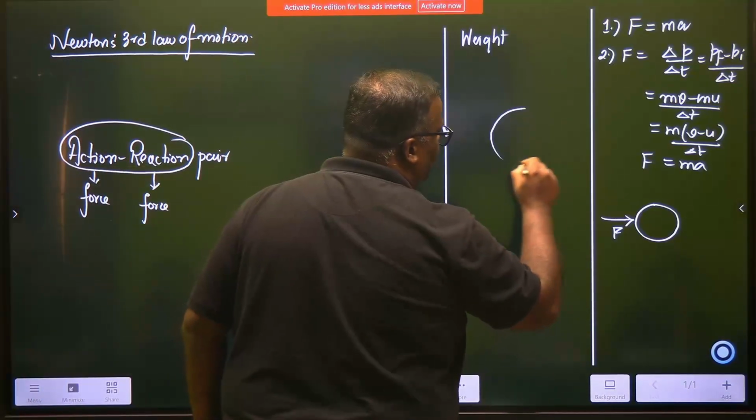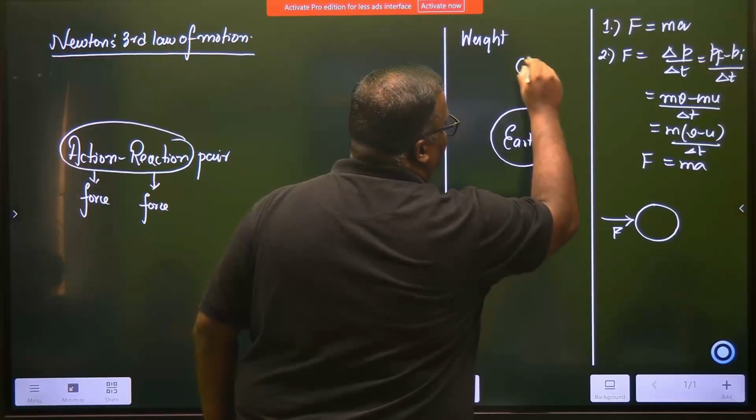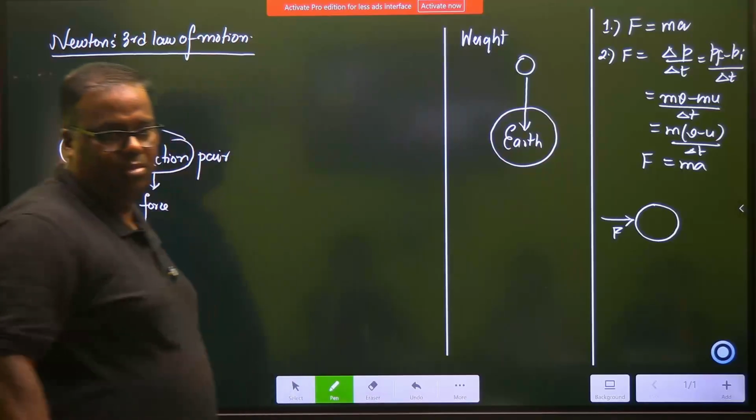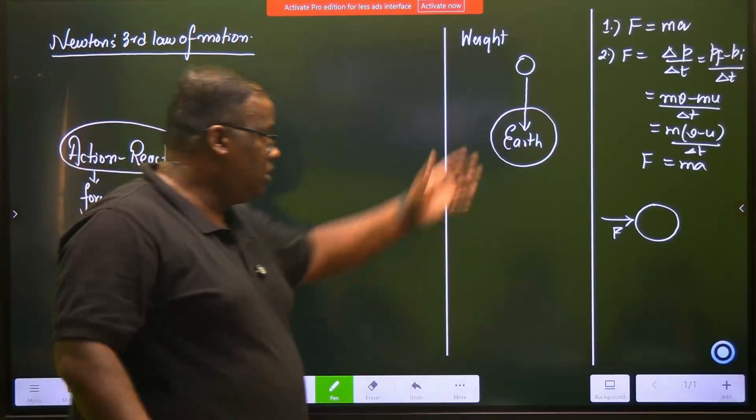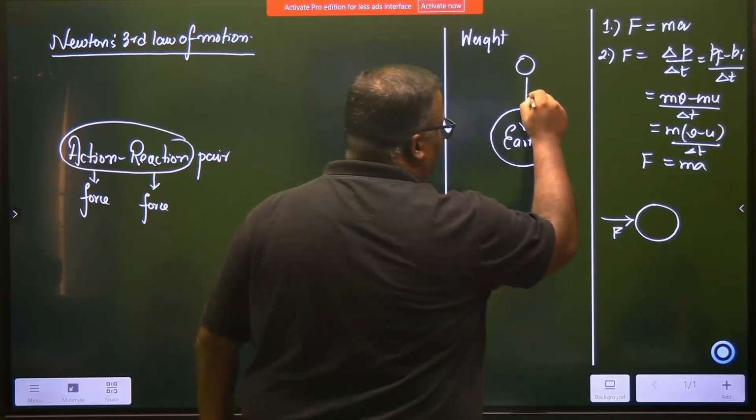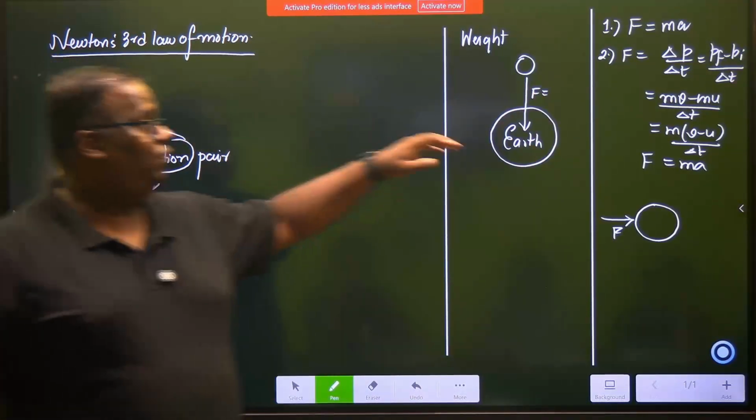This is the earth. The earth pulls every body towards its center. Right? The earth pulls every body towards its center. To pull this, the earth also exerts a force. And the definition of force is what?